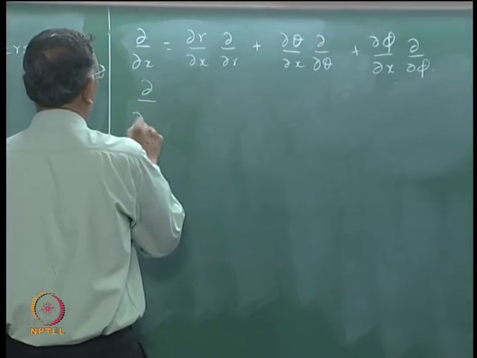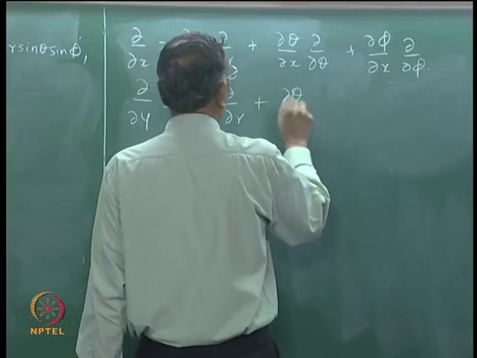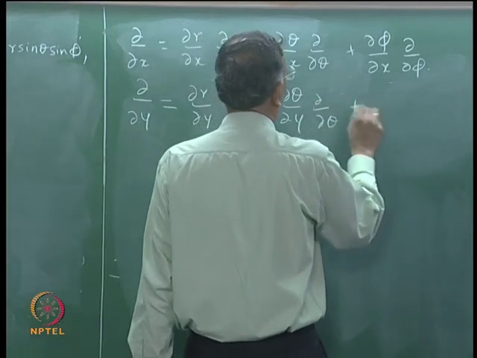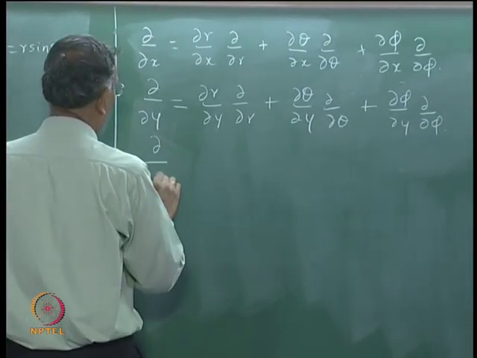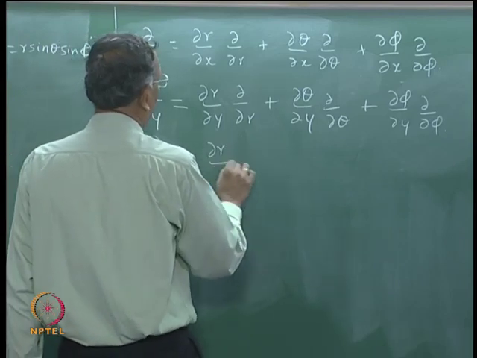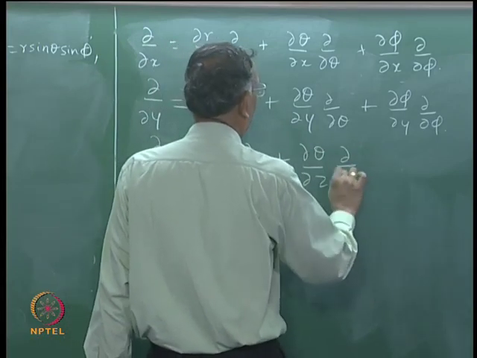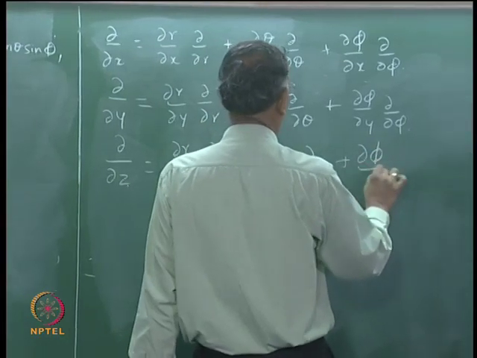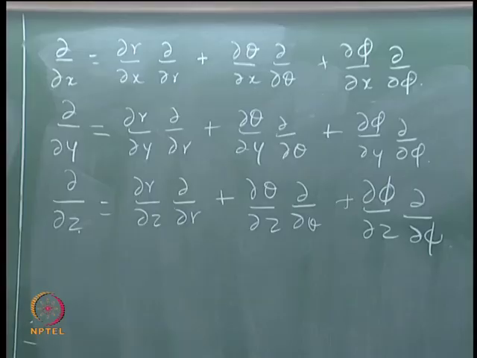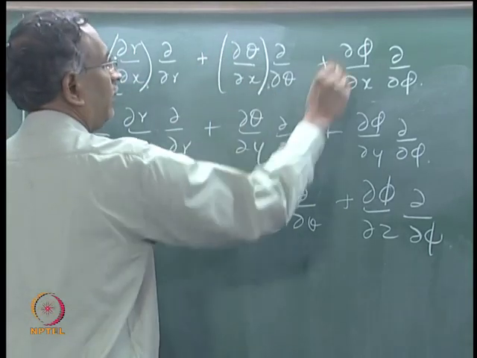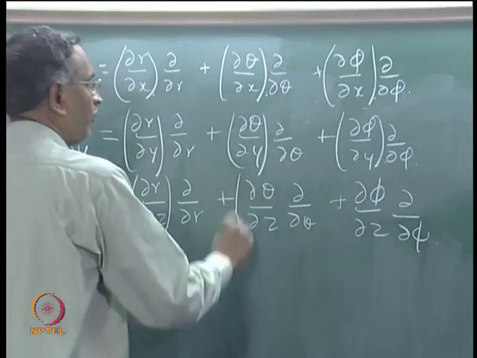And likewise for the derivatives dou by dou y, which is dou r by dou y dou by dou r plus dou theta by dou y dou by dou theta plus dou phi by dou y dou by dou phi. And the last, dou by dou z, is dou r by dou z dou by dou r, plus dou theta by dou z dou by dou theta, plus dou phi by dou z dou by dou phi. So these are the derivatives that you need to calculate, and they are fairly straightforward to do. So I shall give you just the results.